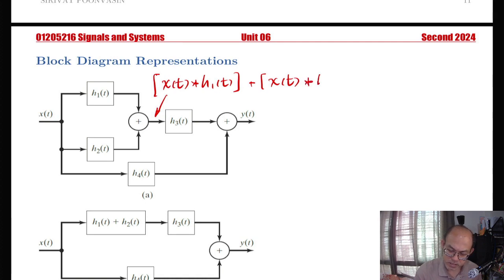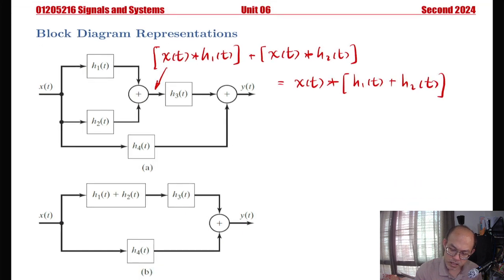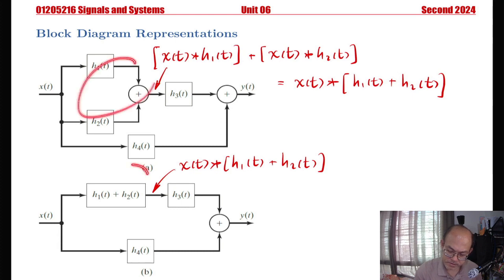Convolved with h of 2. Now from distributivity, we could take x out, right? So x convolved with h of 1 plus h of 2. And so we have this. This is x of t convolved with h of 1 plus h of 2. So they're the same, right? They're the same.